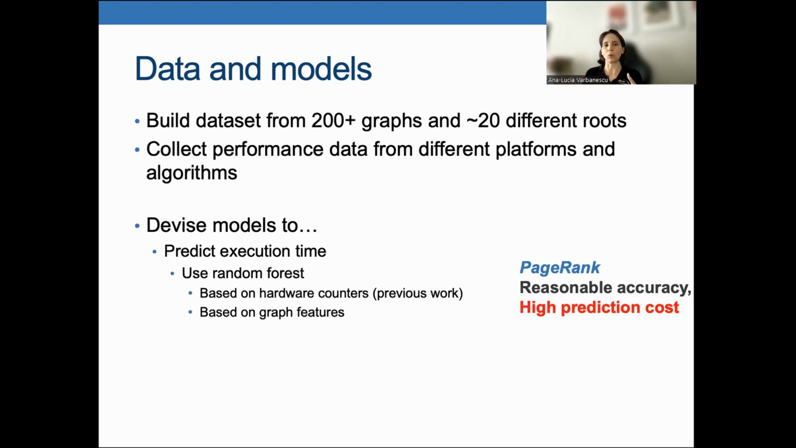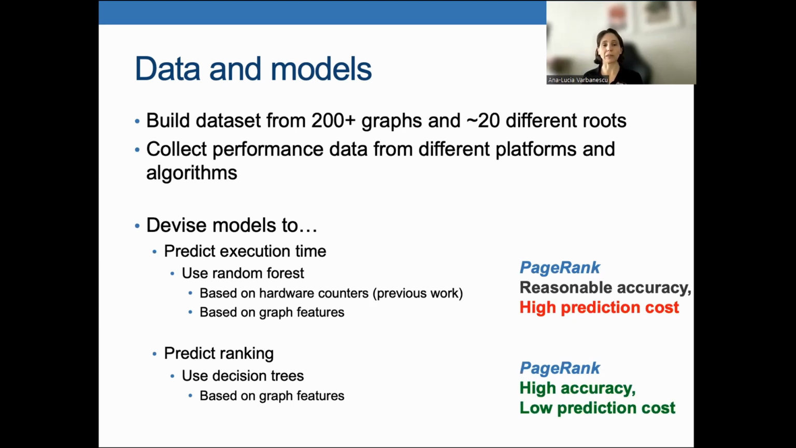And we figured maybe with a machine learning approach, we can just pick the winner directly, without attempting to predict execution time, but rather trying to predict the best execution time directly. So predict a ranking. In this case, we use decision trees based on different graph features. And again, this went well for PageRank with high accuracy, with relatively low prediction costs, but still not working for BFS. So at this point, we really started thinking, okay, what is going on here?